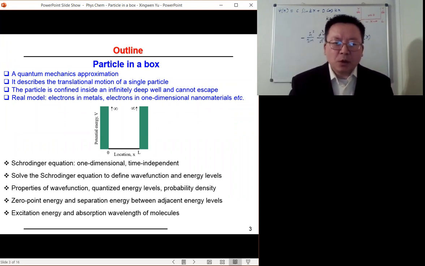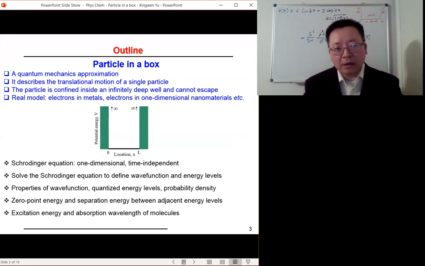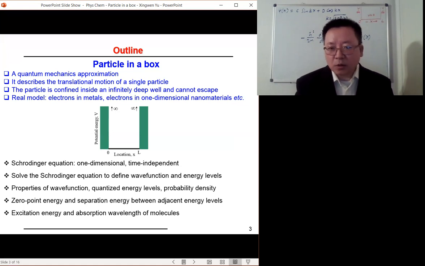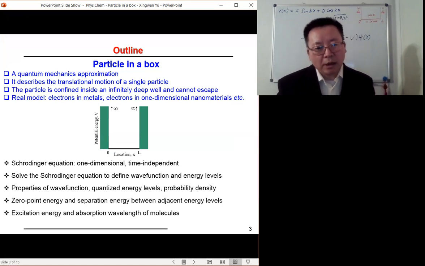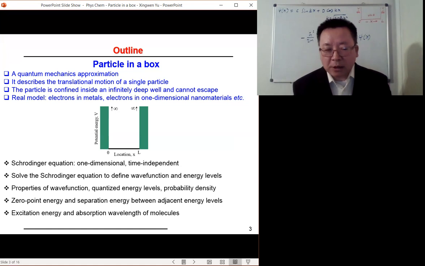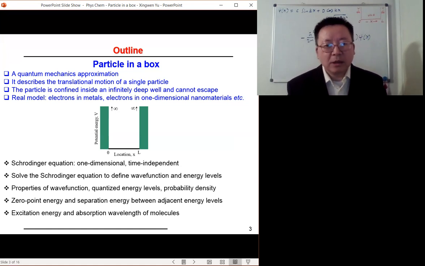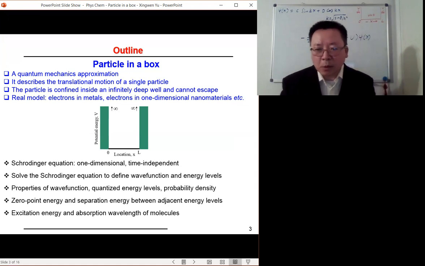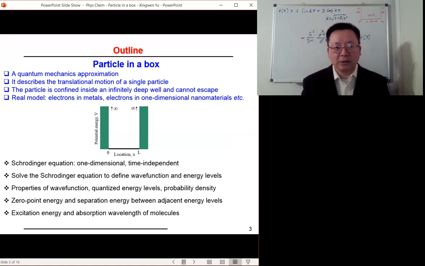For real cases, we can apply this model, for example, the electrons in metals or the electrons in one-dimensional nanomaterials. In these cases, we can approximately apply the particle in a box model, just approximately.